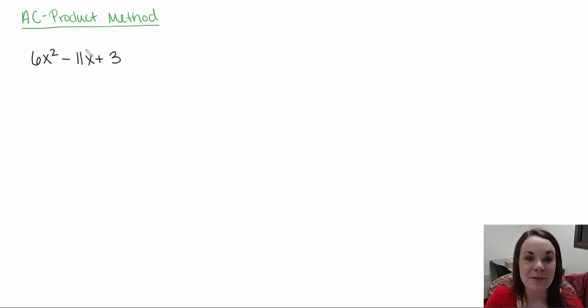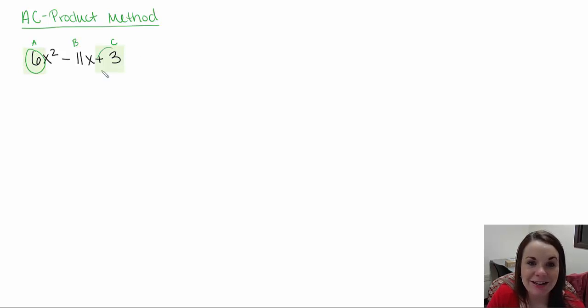Today we're going to talk about the AC product method of factoring. So say for instance I have the polynomial 6x squared minus 11x plus 3. Well, the first step is to identify your A and your C term. So we label A, B, and C.